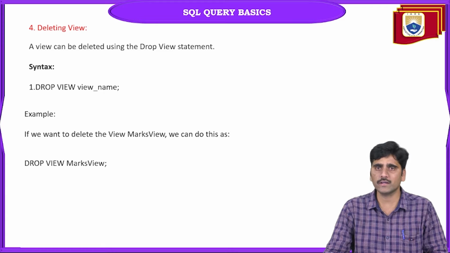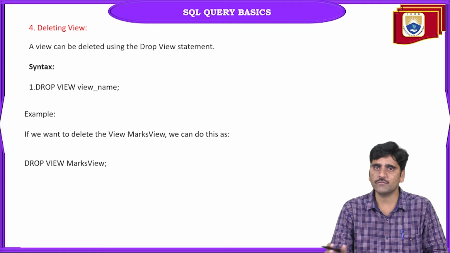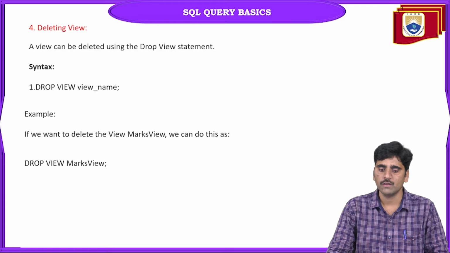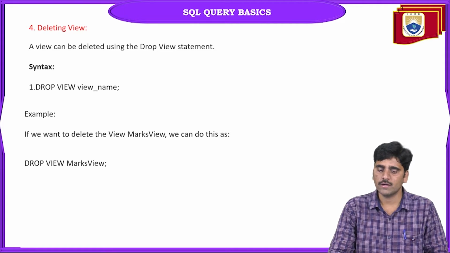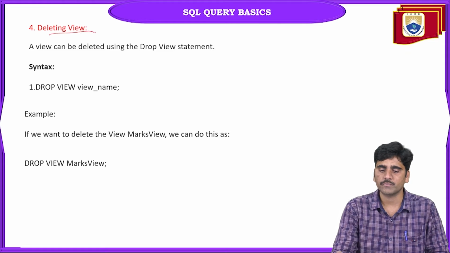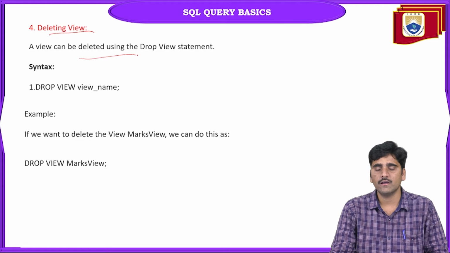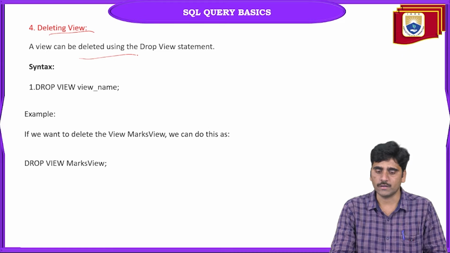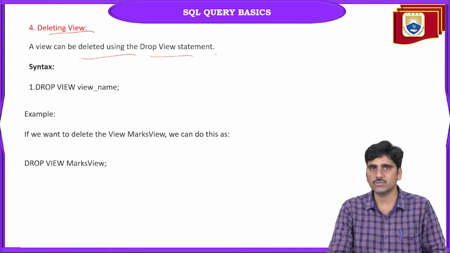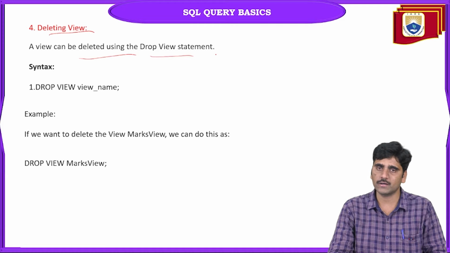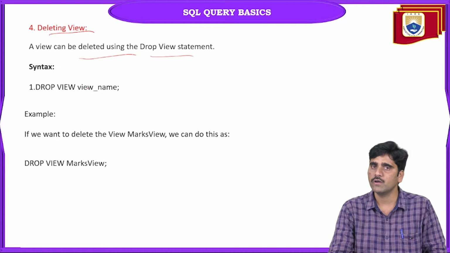So this is the way you can create a view from a single table and a view from multiple tables. Next, how can we delete the view? Deleting a view: a view can be deleted using a drop statement. Drop is used to drop a view or table, anything you can drop. So the syntax is what? Drop view name.